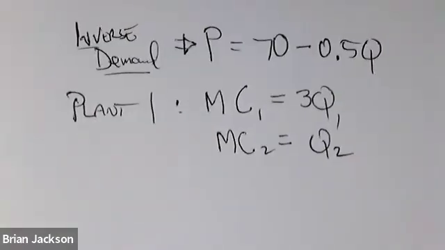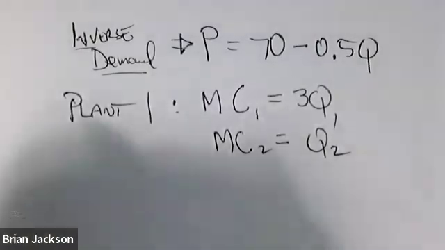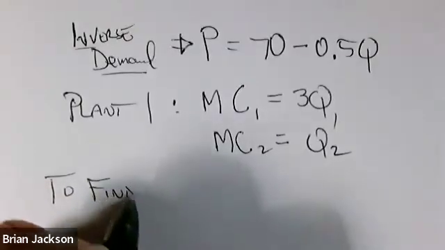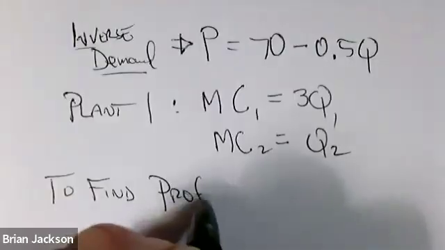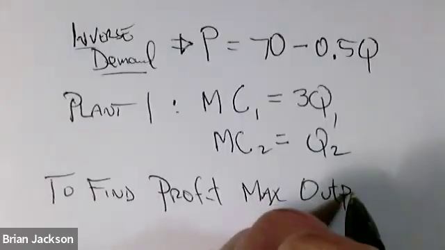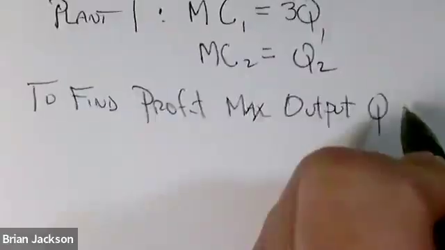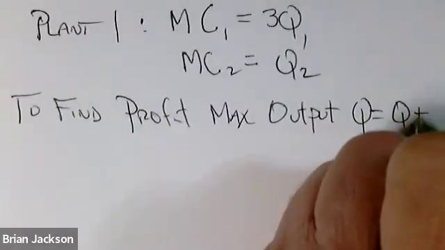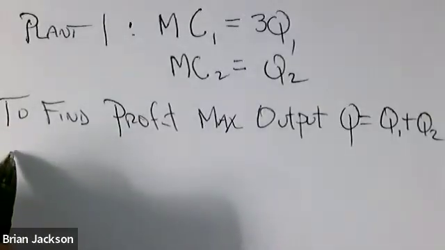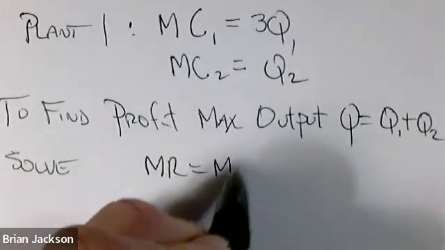So we're going to use, again, this all-important relationship to find profit maximizing output. Define the profit max output, which we'll call Q. By the way, Q is the output of the two plants added together. That's a total output. Then we have to solve this relationship again: marginal revenue equals marginal cost.